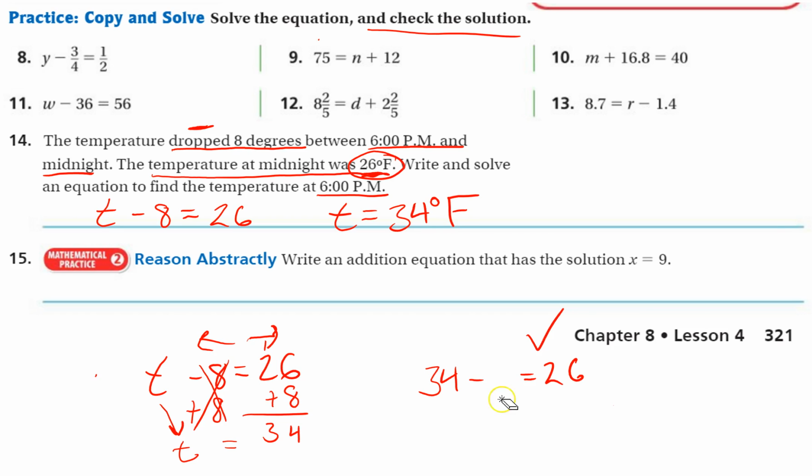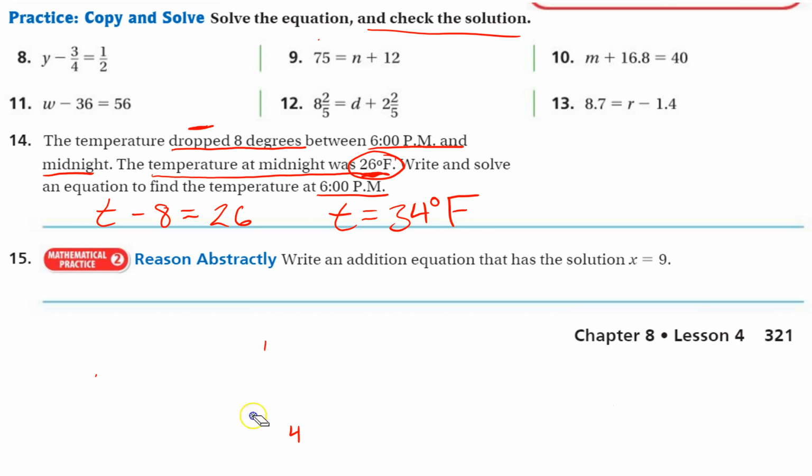And let's look at number 15. Write an addition equation that has the solution x equals 9. Okay, so we're going to start with x. We want to make it addition, and we can pick whatever we want. Okay, so I'm going to pick 1, x plus 1, and then it's an equation, so I need to put the equal sign. Well, if x is 9, then my equation would be x plus 1 equals 10.